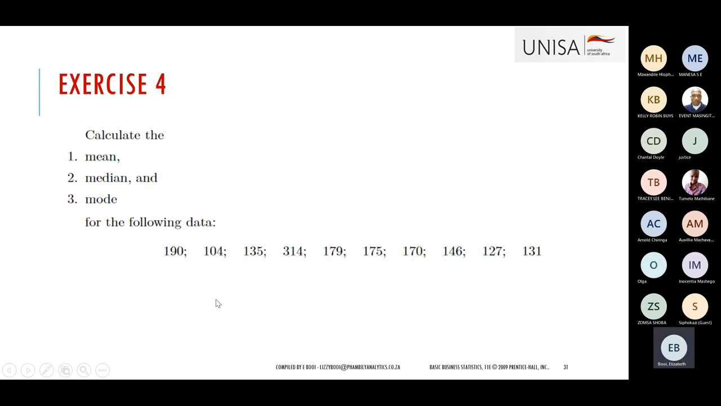Okay, let's look at number 4. I think there are two last questions and then we'll be done. Calculate the mean, the median, and the mode of the following data: 190, 104, 135, 314, 179, and so on until 131. Remember the mean? We're going to assume that this is the sample. The mean is the sum of all observations divided by n. For the median, you need to find the position first, but before that, you need to sort your data. I'm going to sort the data for you while you calculate the mean.